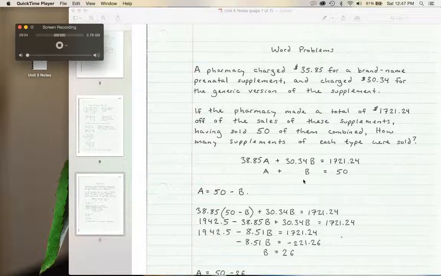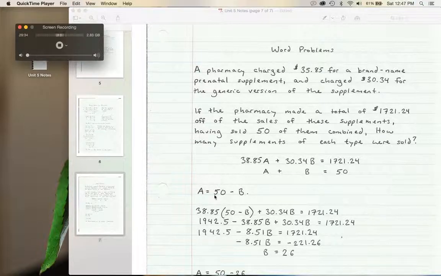So I've decided to use the method of substitution because I can very easily solve this second equation in terms of one variable. So I've done that here. I've taken the second equation, A plus B equals 50, and I've rewritten it by subtracting B from both sides, and I've gotten A is equal to 50 minus B. Now I've written one equation in terms of one variable. So I know A is equal to 50 minus B.